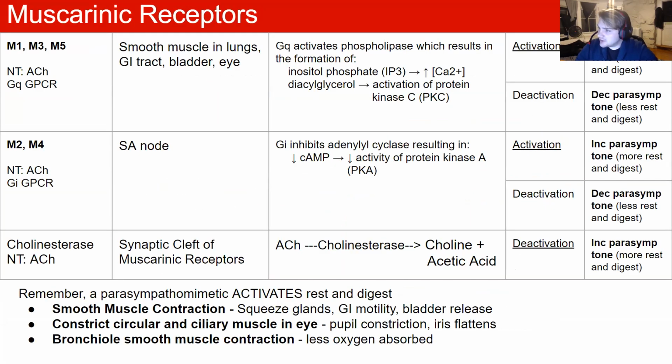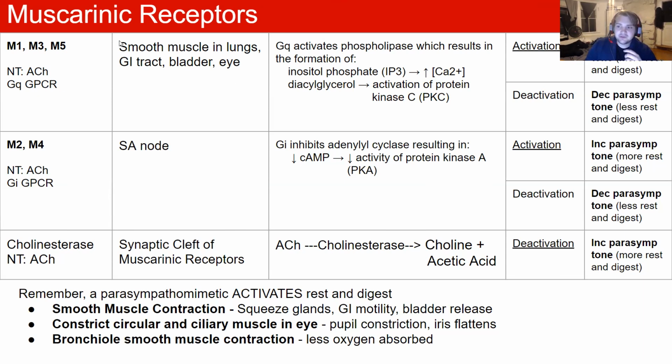Quickly, I just want to go into these more in-depth ideas about the muscarinic receptors because I think it's important to be able to talk about them in an in-depth way. Again, we know that it's the M1, M3, and M5 that innervate smooth muscle in the lungs, the GI tract, the bladder, the eye. I should also put there, all the glands, the salivary glands, the sweat glands, everywhere in your body, really.